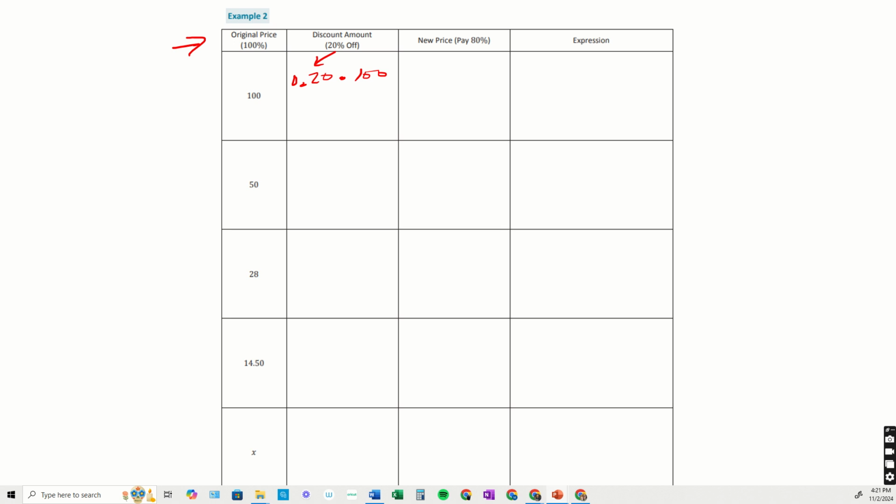So 0.2 times 100, if we're saying these are in dollars, would be... sorry, I wrote $180 here. Why did I say 80? I must have been looking on the other side. I'm sorry about that. 0.2 times 100 is $20.